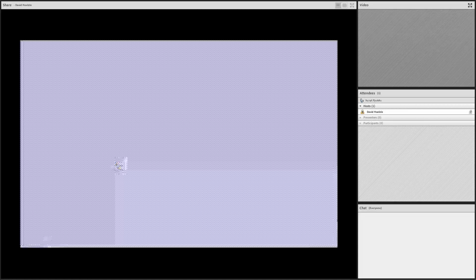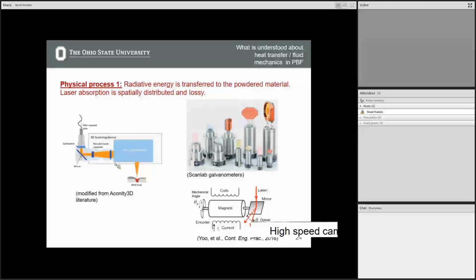I'm going to spend the next few slides talking about what is understood thus far before we start to get into some analysis. Okay. All right, so what is understood from the literature, with dozens to hundreds of people looking at this problem. What is understood is that in terms of physical process, one, radiative energy is transferred to the powdered material. Laser absorption, and I'm saying laser, but we can make the same statement for E-beam, absorption is spatially distributed and lossy.